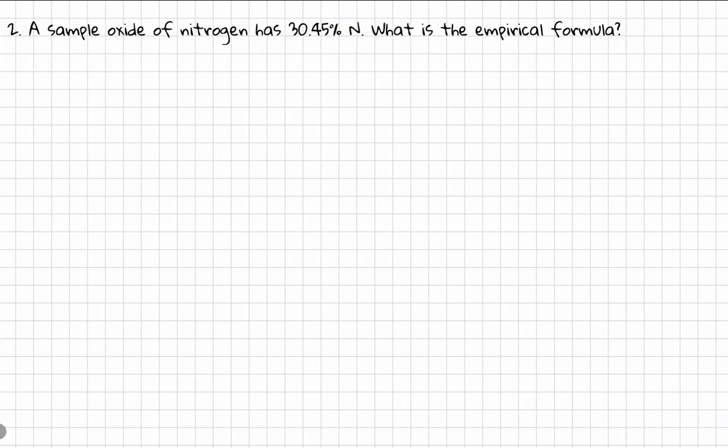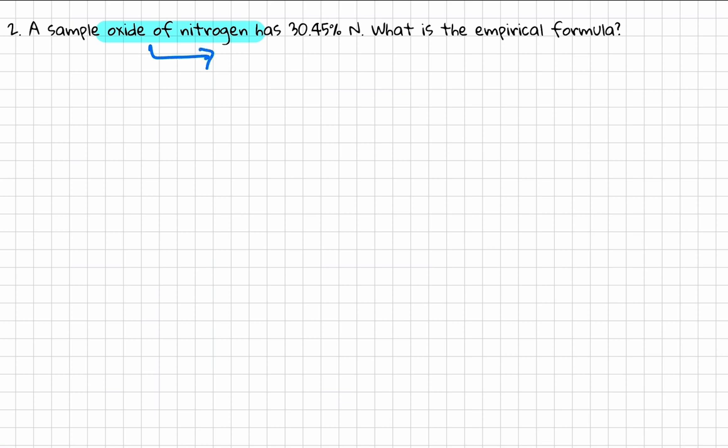All right, and then the last problem I have is stating that you have a sample oxide of nitrogen that has 30.45% of nitrogen. What is the empirical formula? Kind of a similar situation. Here, it's important for you to know what an oxide of nitrogen is.